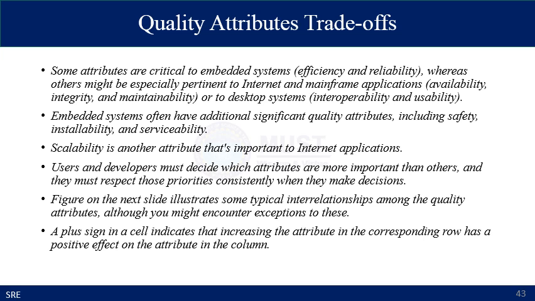Some attributes are critical to embedded systems, such as efficiency and reliability, whereas others might be especially pertinent to internet and mainframe applications, such as availability, integrity, and maintainability, or to desktop systems, such as interoperability or usability. Embedded systems often have additional significant quality attributes including safety, installability, and serviceability. Scalability is another attribute that is important to internet applications.